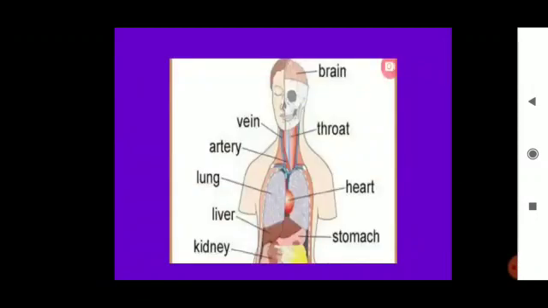Now what is written here? Brain, throat. What is this? Heart. This is stomach. This is vein, artery, lung, liver, kidney. Now these are also parts of a body, but can you see them, or if you want to touch them, can you touch them? No. So we can say that these are the software, and you all know the work of these parts also.